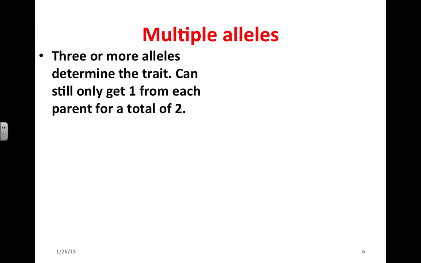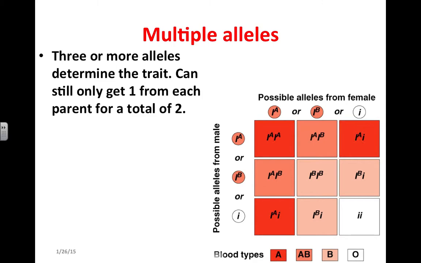The third condition is called multiple alleles, and we know that the word multiple means more than one. So in this condition, write down, 3 or more alleles determine the trait. You can still only get one from each parent for a total of 2. Just because there's 3 or more alleles out there, you still only get 2. So blood type is one of those.